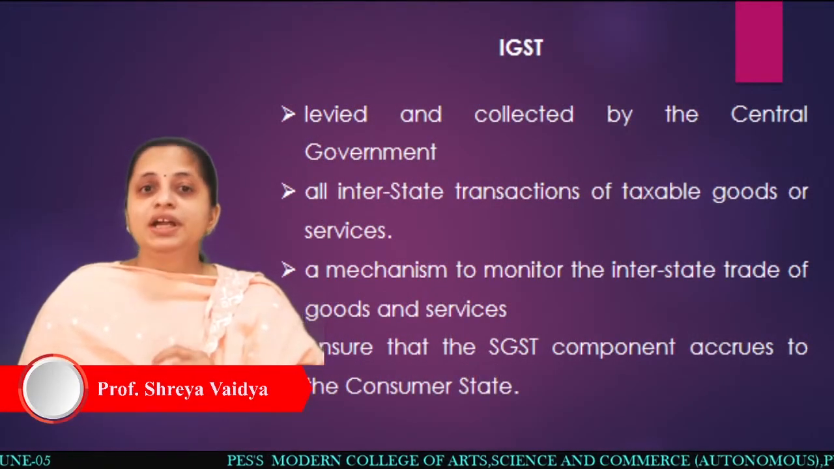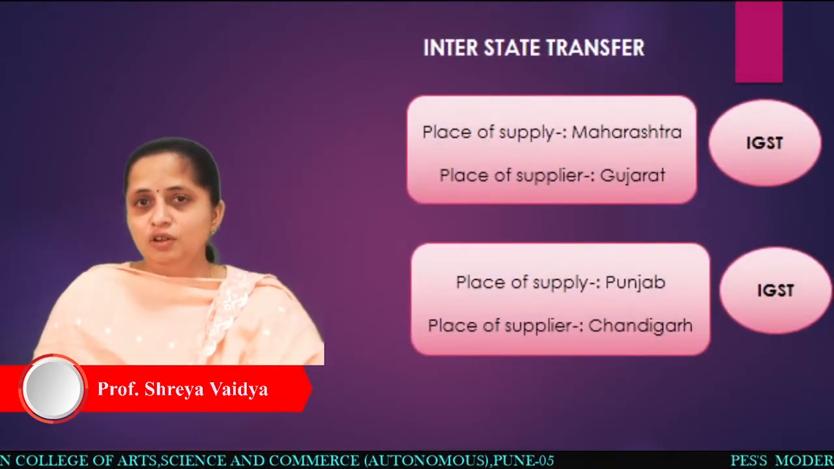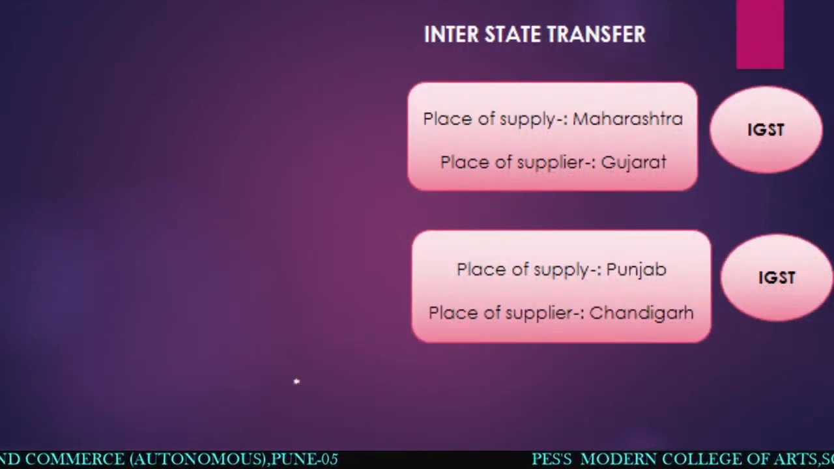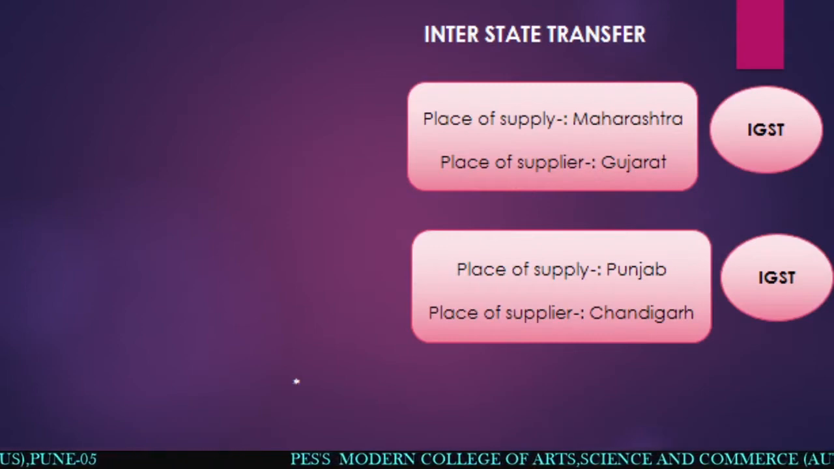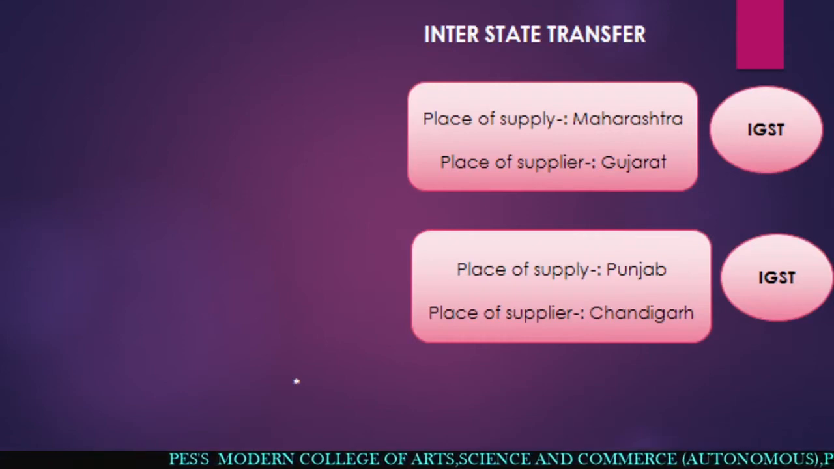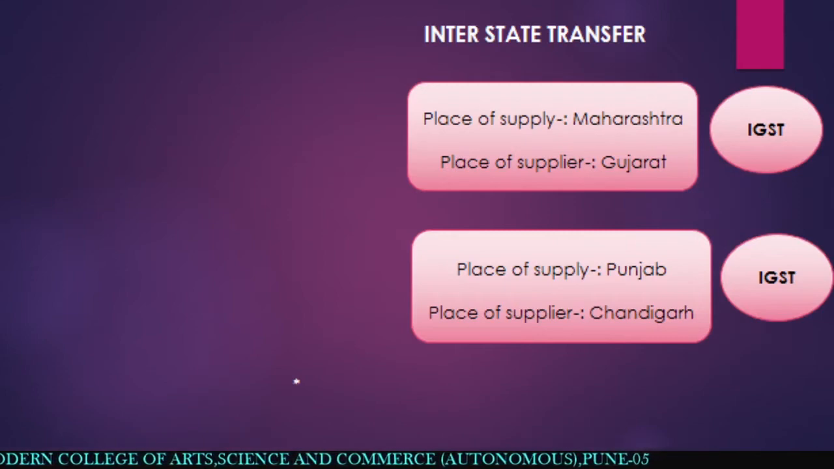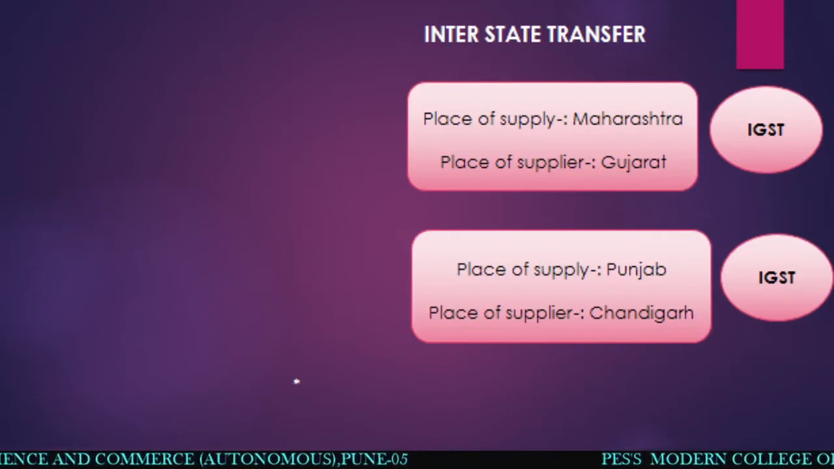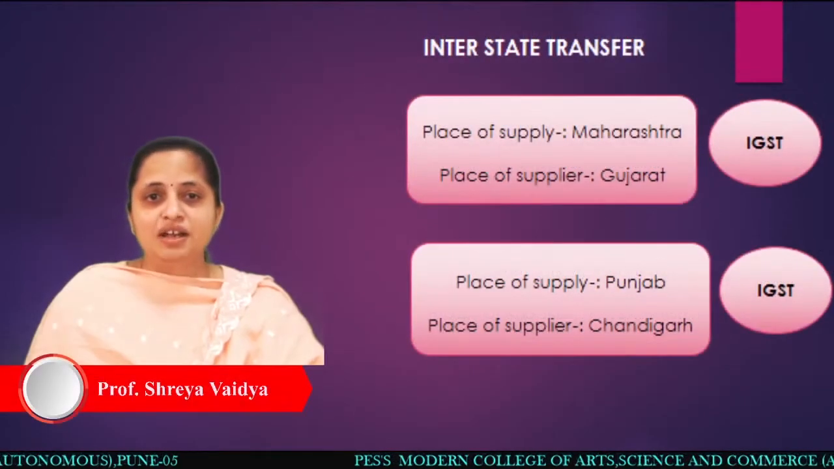Now we will come to the interstate transfer. Students, we have heard intra, inter. So what is an interstate transfer? Under section 7 of the IGST Act 2017, supply of goods and services shall be treated as an interstate supply where the location of the supplier and the place of supply are in two different states or in two different union territories or a state and a union territory. Integrated Goods and Services Tax, that is IGST, shall be charged on an interstate transfer. Let's have the example.